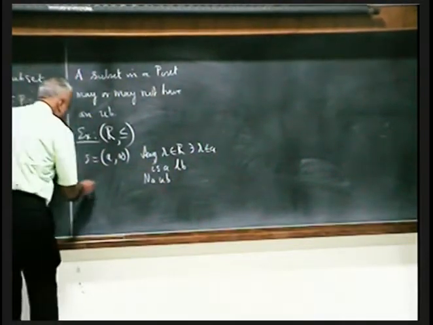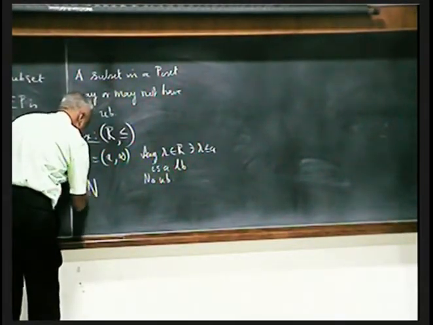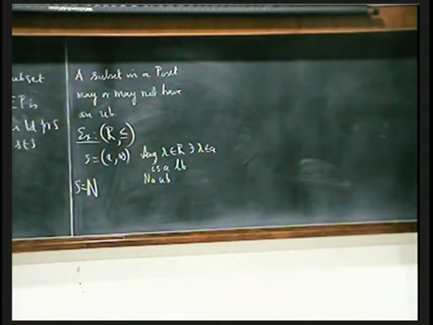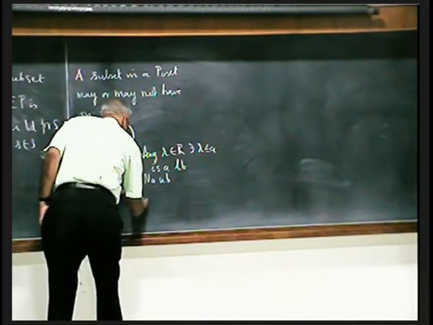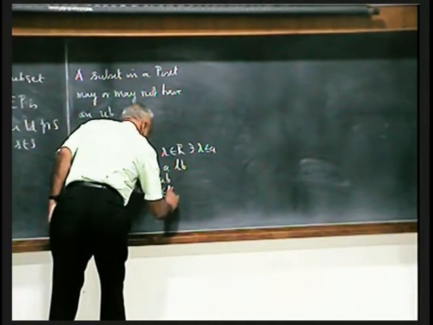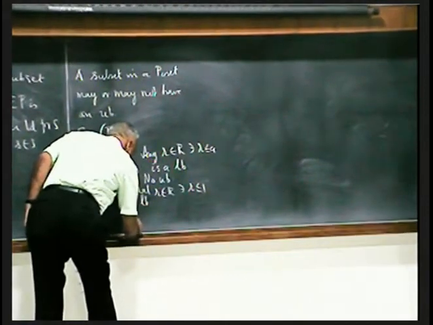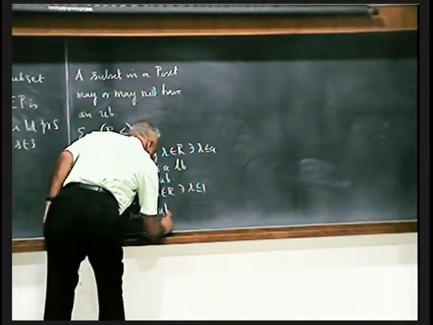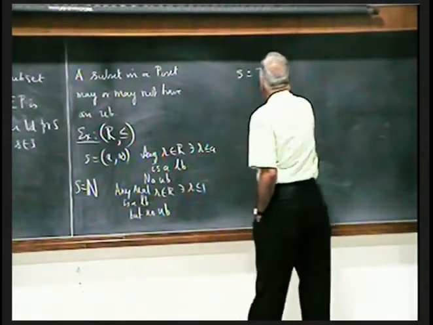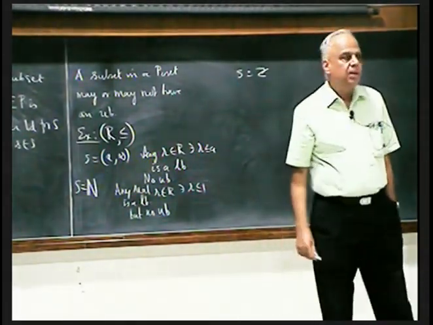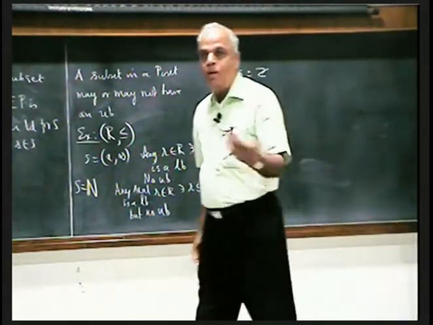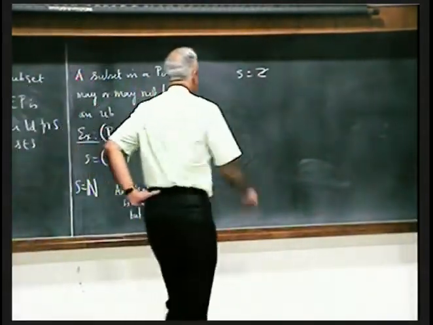But now, if we take S to be only the positive integers, it has again a lower bound 1, but no upper bound. Any r in R such that r is less than or equal to 1 is a lower bound, but no upper bound. Now, if you take S equal to Z, the set of all integers, positive and negative, there is neither a lower bound nor an upper bound. So, no lower bound.